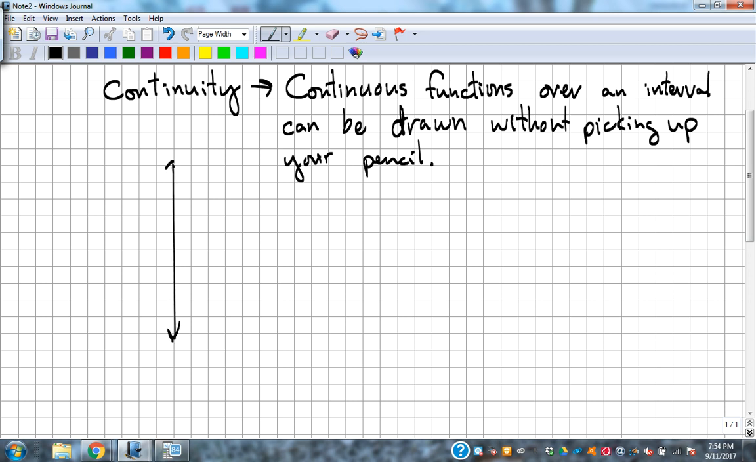What I mean by that is, if you've got a coordinate plane here, I can draw that entire graph without picking up my pencil. There was no jump. There was no skip. There was no break in the graph. That's a continuous function. So this one would be an example of continuous.